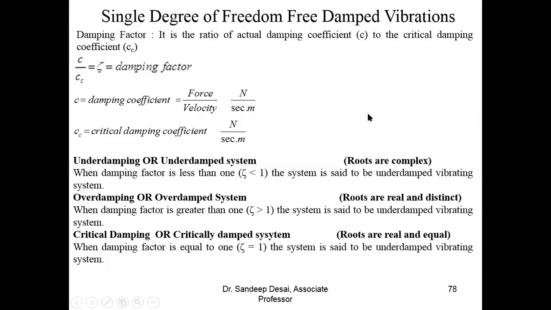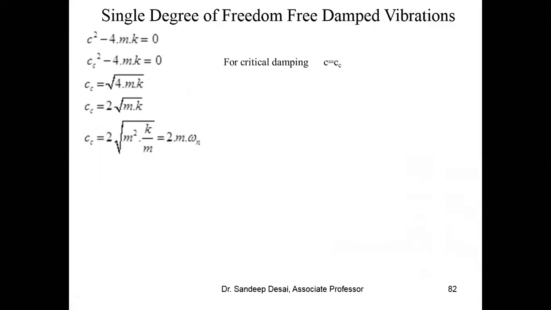So let me show that on my slide. I have that here. This will be clear out here. Single degree of freedom, free damped vibrations. For critical damping, C is equal to Cc. C square minus 4mk is equal to 0. So C is equal to Cc. Therefore, Cc square minus 4mk is equal to 0. So Cc is equal to under root 4mk. So Cc is equal to 2 into under root mk.